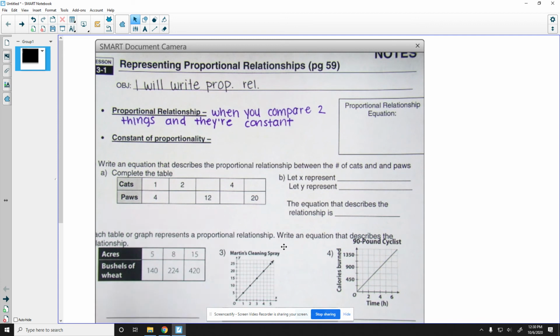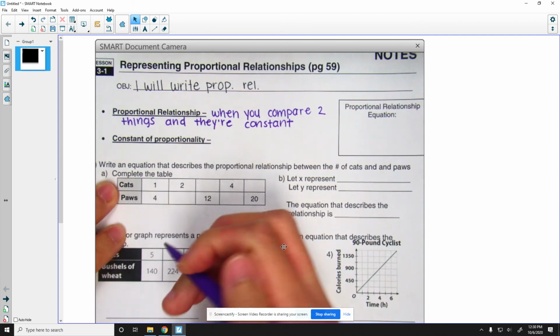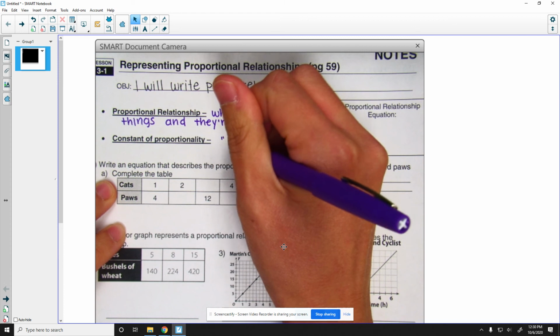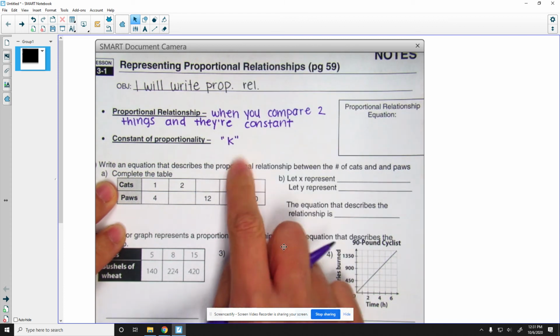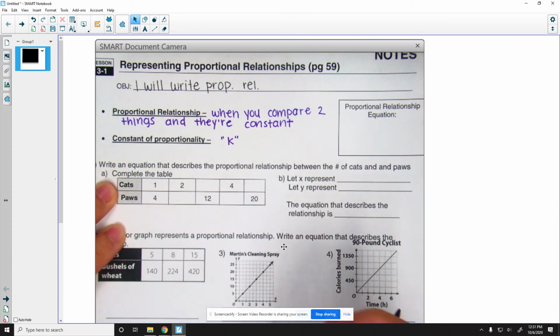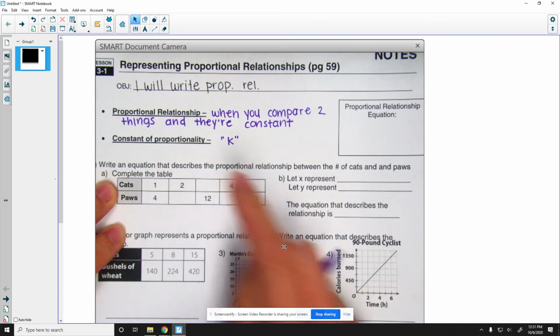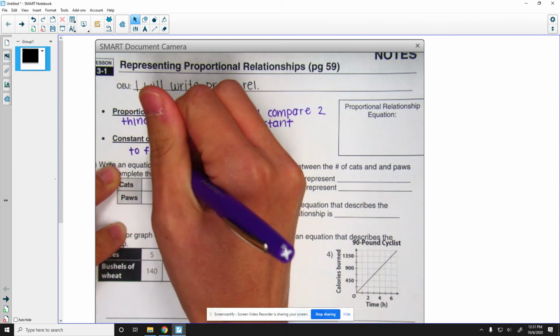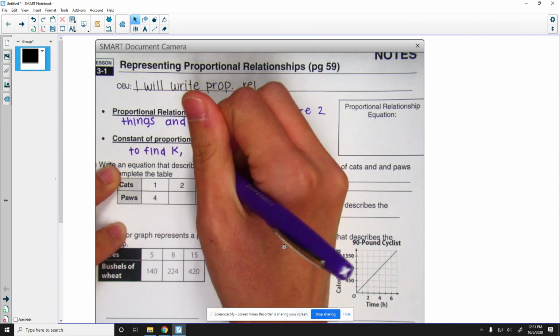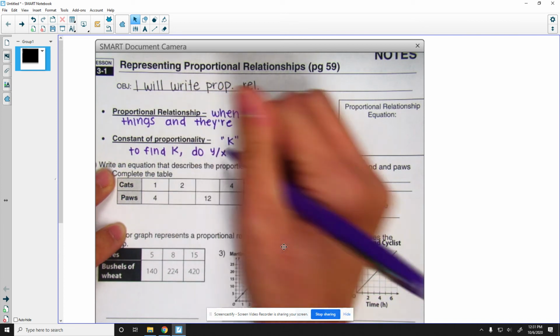All right. So what is the constant of proportionality then? That's going to be the letter K, and I'll explain that in a minute, but just write it down first. I feel like it always makes more sense once we do examples. So the letter K is your constant. And please remember to find K, you're always going to do y divided by x.